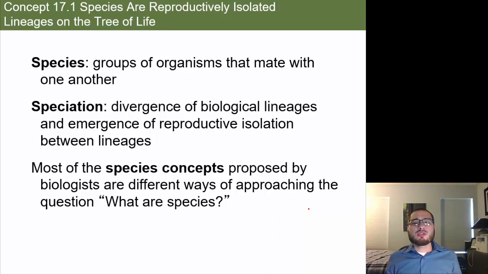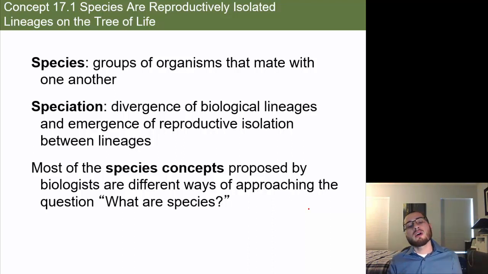But somewhere along the way, there needs to be microevolution. There needs to be small changes that are going to amount to these big changes. And when we're looking at small changes, we're really looking at speciation. So a species is a group of organisms that mate with each other. That's typically the definition for the term.